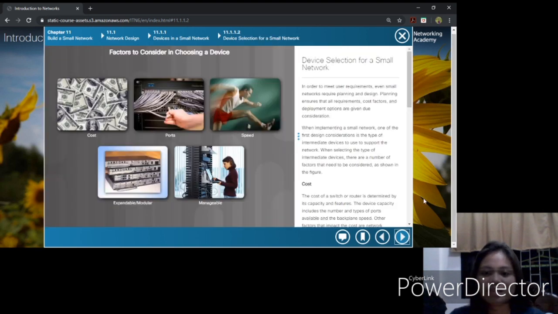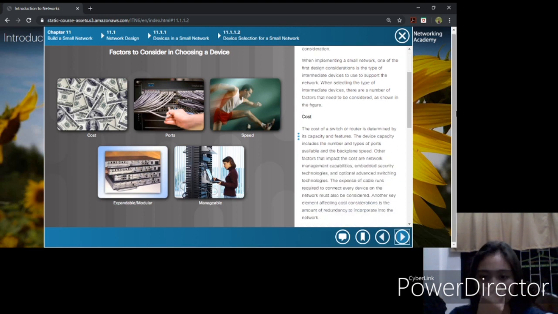The next is the device selection for a small network, when the network requires planning and design. Planning ensures all the requirements for cost factors and deployment operation are given due consideration. The cost is determined by the capacity of the features. The device capacity includes the number and type of the ports. Another key element affecting cost consideration is the amount of redundancy to create in the network.